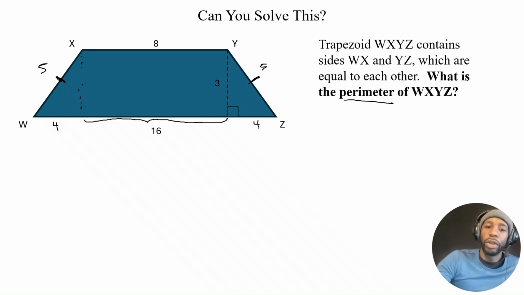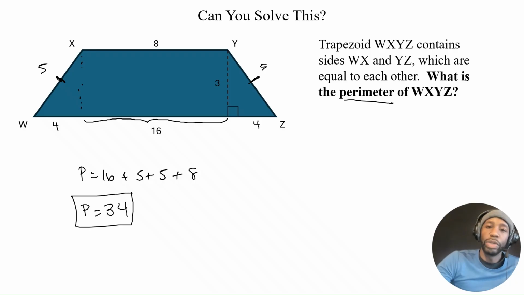And so therefore the perimeter is going to be 16 plus 5 plus 5 plus 8, or in other words, 26 plus 8, which is 34. This is a nice, quick and easy one. Let me know if you got it.